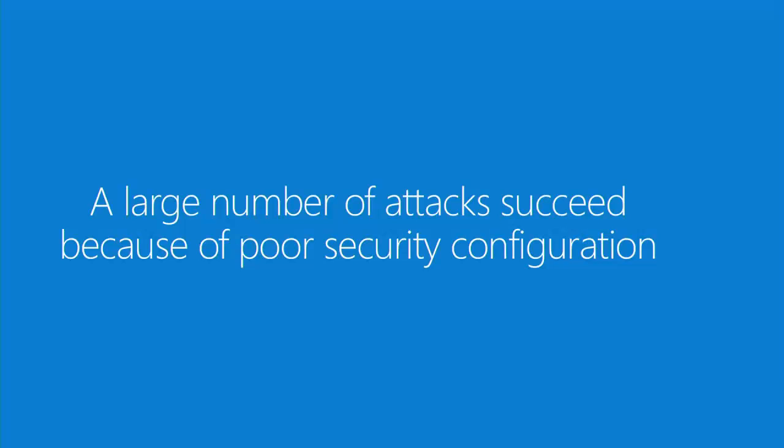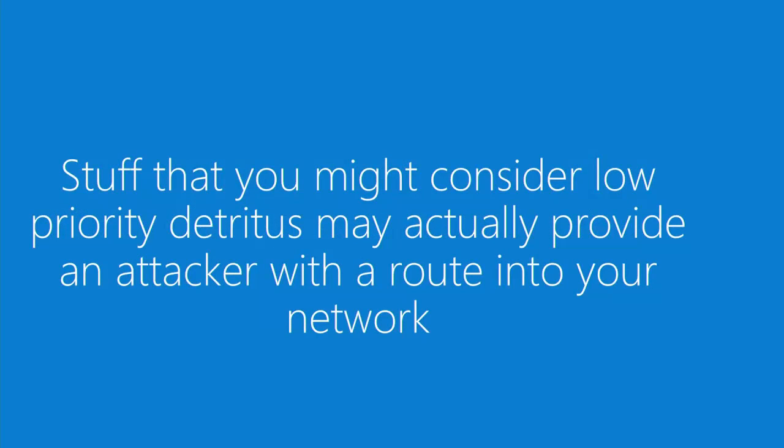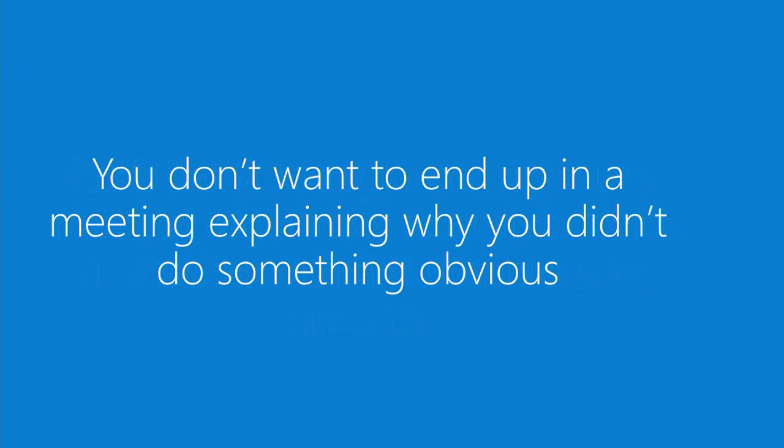So if we think about this weakest link thing, there's a really good reason. You've got people who might not be sophisticated attackers, but are using attack tools that go out and search for these weakest links. Stuff that you might consider low priority detritus may actually provide an attacker with a route into your network. And routes into networks are often unobvious, except in hindsight, where they're amazingly obvious and, oh my gosh, why didn't I think of that?